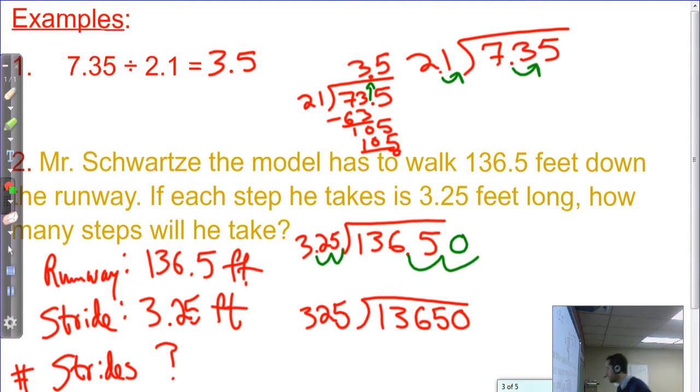So let's try 4. 4 times 5 is 20. 4 times 2 is 8 plus 2 is 10. And 4 times 3 is 12 plus 1 is 13. We'll subtract and we get 65. That's easy enough to see.